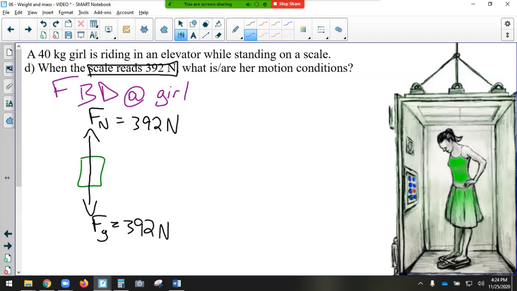But it doesn't tell you what the motion conditions are. I don't know if I'm going up. I don't know if I'm going down. I don't know what to define as positive. I'm going to be simple and just define up as positive, because when in doubt, I say up is positive.